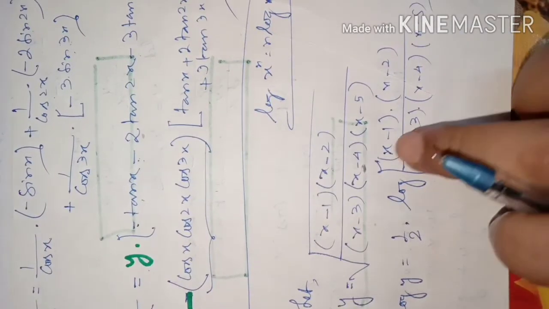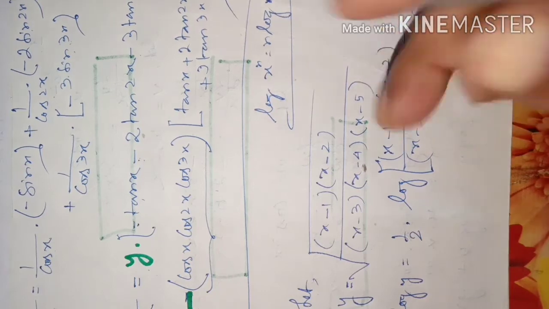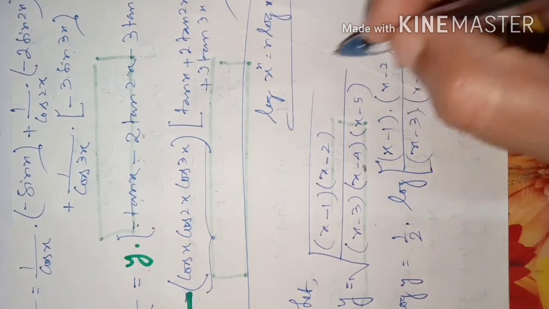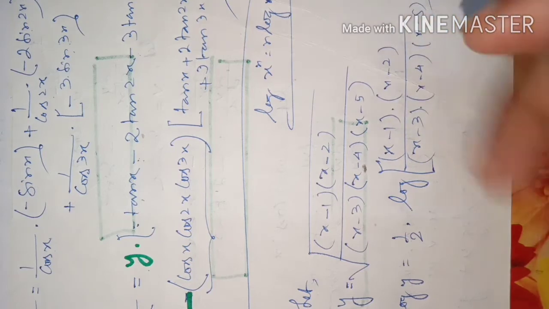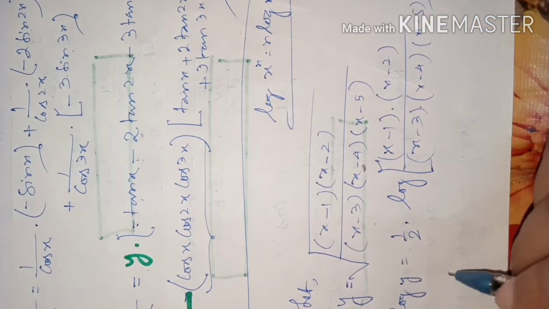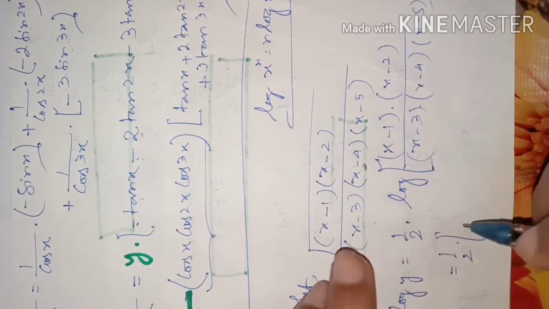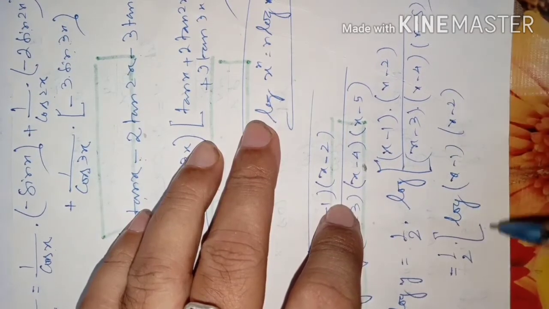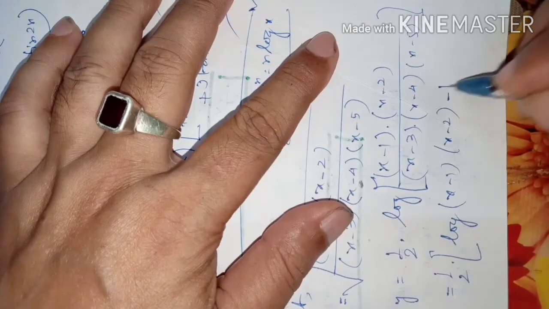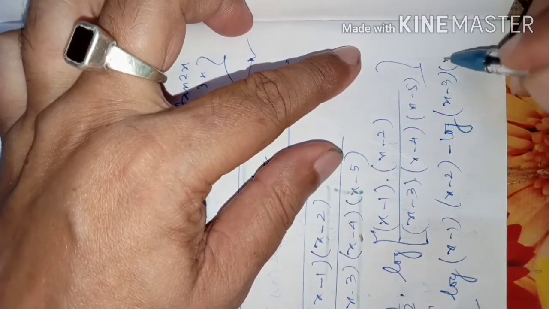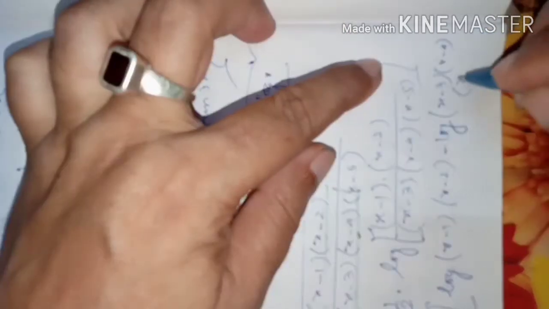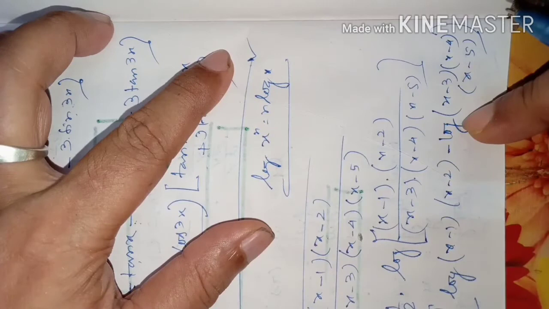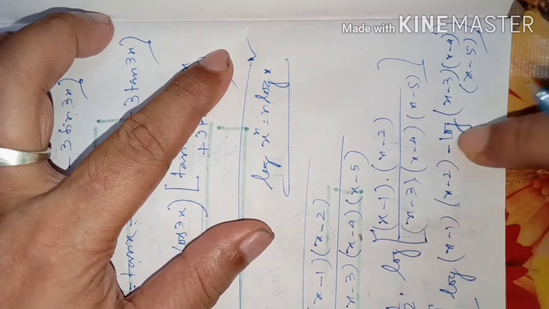But again you see, this is a quotient only. So log of x by y, you recall, is log x minus log y. That way you treat this one. So the next expression will be half into big bracket, log of (x minus 1)(x minus 2), then minus sign, log of (x minus 3)(x minus 4)(x minus 5). This is log of numerator minus log of denominator.